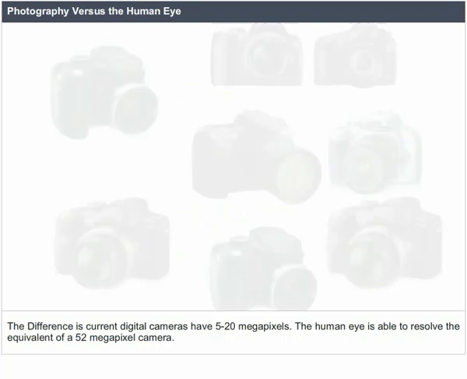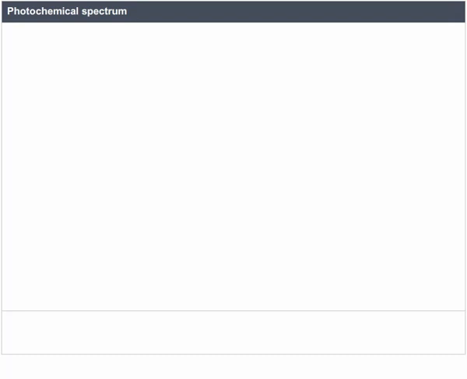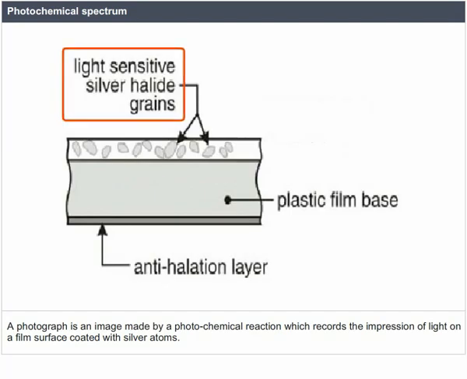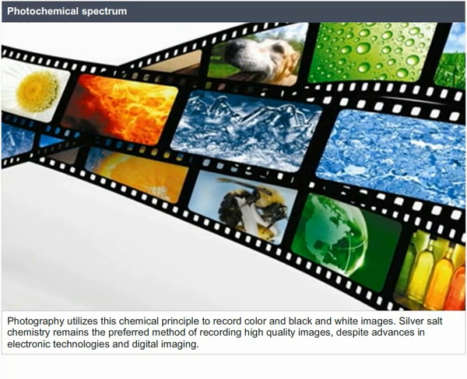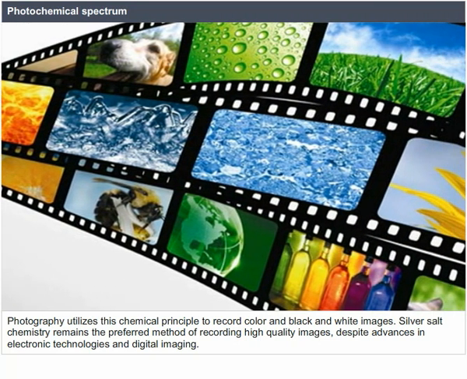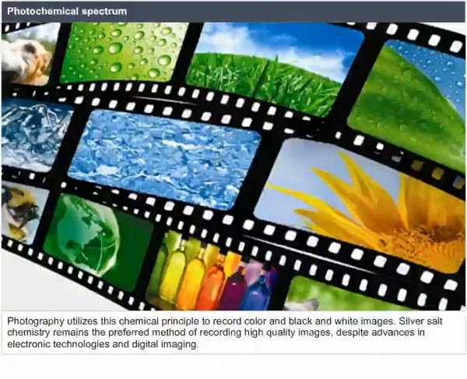The difference is current digital cameras have 5 to 20 megapixels. The human eye is able to resolve the equivalent of a 52 megapixel camera. Photochemical spectrum. A photograph is an image made by a photochemical reaction which records the impression of light on a film surface coated with silver atoms. Photography utilizes this chemical principle to record color and black and white images. Silver salt chemistry remains the preferred method of recording high-quality images despite advances in electronic technologies and digital imaging.